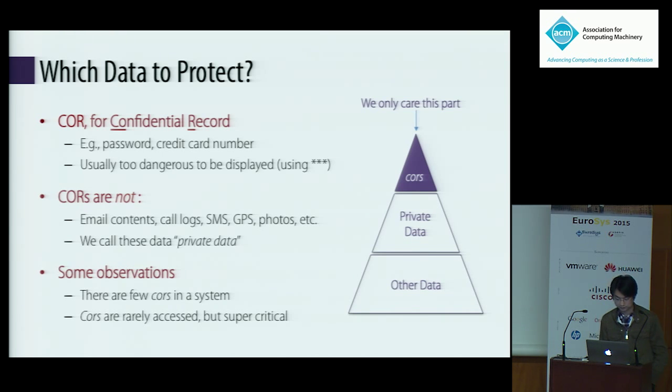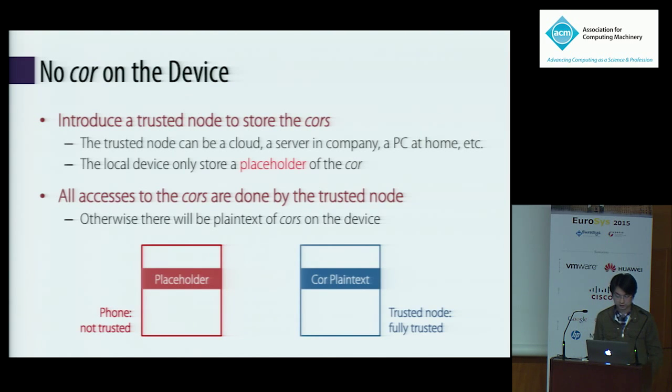We have an observation that in the system, there are typically only a few cores, but these cores are super critical. So in order to achieve no core on the device, we introduce a trusted node to store the cores. The trusted node can be a cloud, a server in a company, or a PC at home. The local device only stores a placeholder of the core, and the plain text of the core is stored on the trusted node. All accesses to the cores are done by the trusted node. Otherwise, there would be plain text on the device.